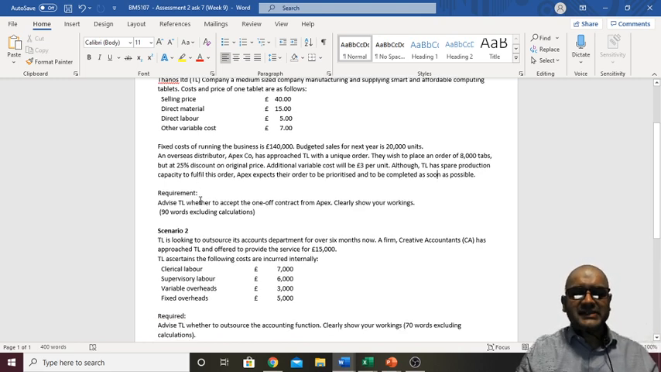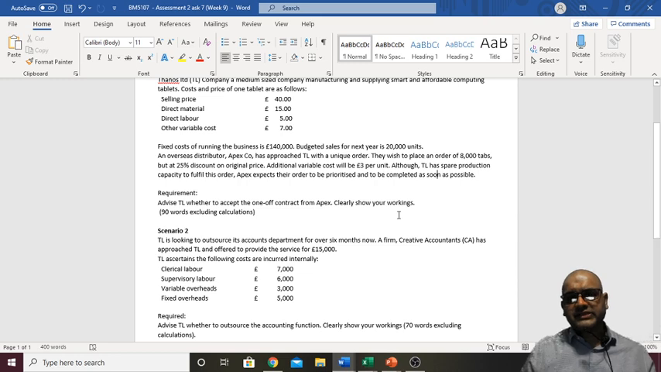What is happening now is that an overseas distributor called Apex Company has approached TL, TL being Thanos Limited, with a unique order. They wish to place an order of 8,000 tablets. Quite a large order, but at a 25% discount on the original price. Additional variable cost will be £3 per unit. Although TL has spare production capacity, Apex wants this order to be prioritized and completed as quickly as possible.